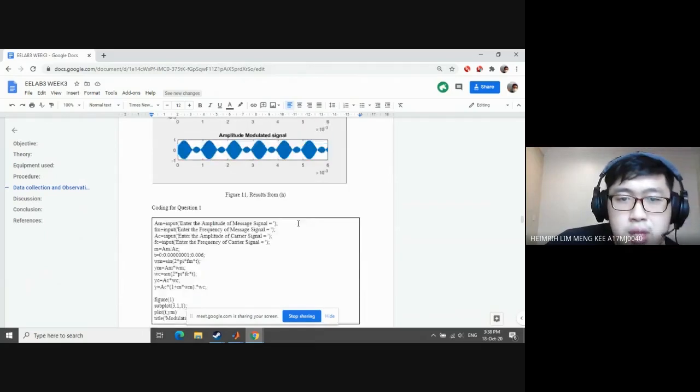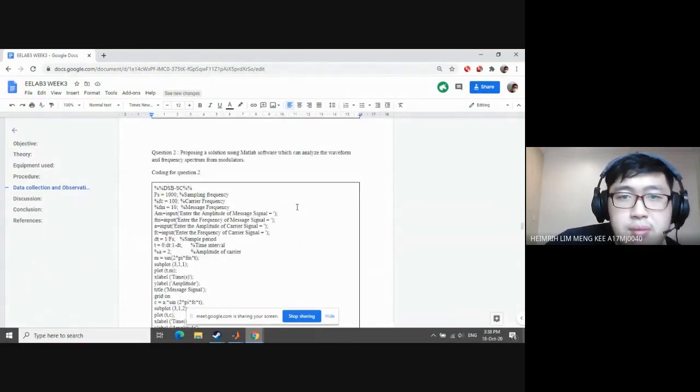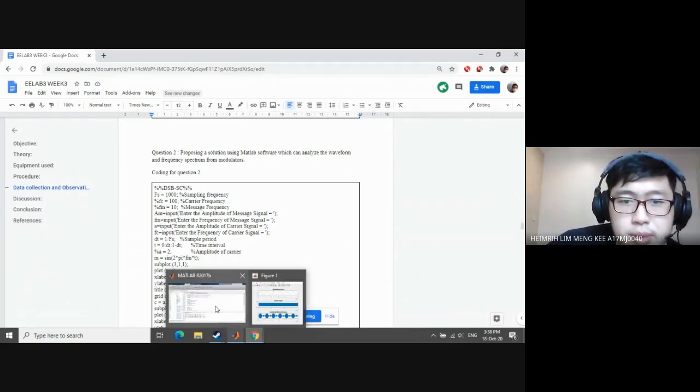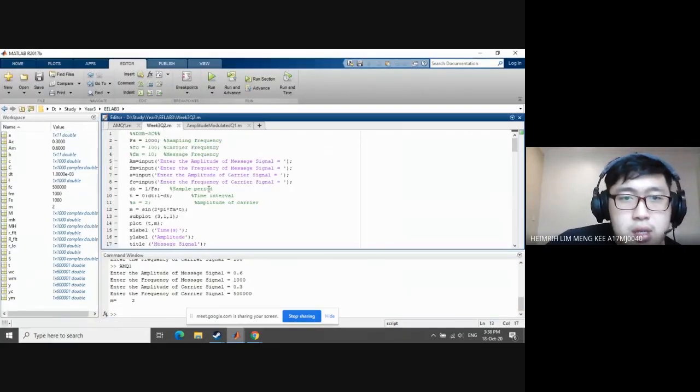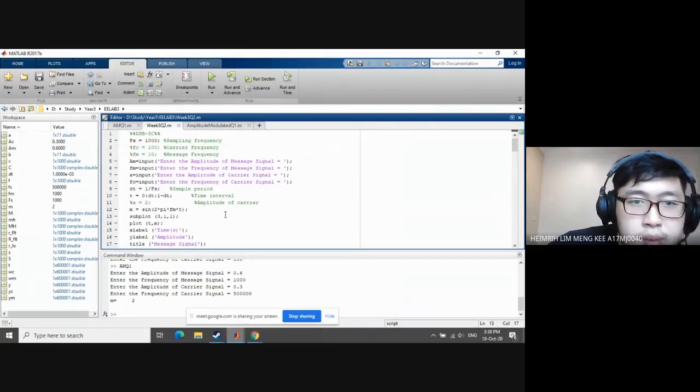Next, we would like to talk about proposing a solution, to analyze the waveform and the frequency spectrum. So I will pass to my teammate Liao to talk about it.